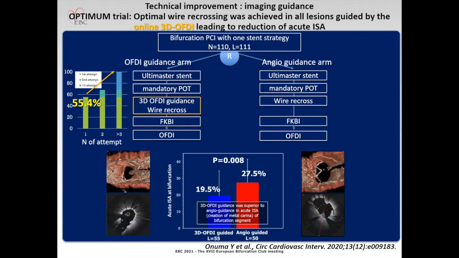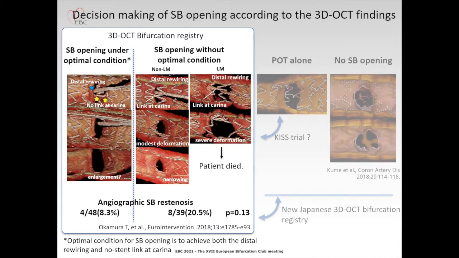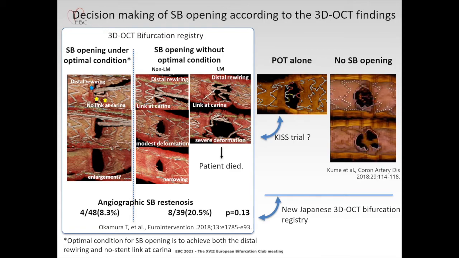Achievement of the distal rewiring under online 3D OFDI guidance reduced acute malapposition at bifurcation segment compared to the angiographic guidance. Our registry shows that frequency of angiographic side branch restenosis in the optimal side branch dilatation, which achieved both distal rewiring and no stent link at carina, tends to be smaller than that in the other condition. If strut configuration is unfavorable for side branch dilatation, POT alone may be a better choice than side branch opening without optimal condition. Decision making according to the 3D OCT findings may improve clinical outcome.